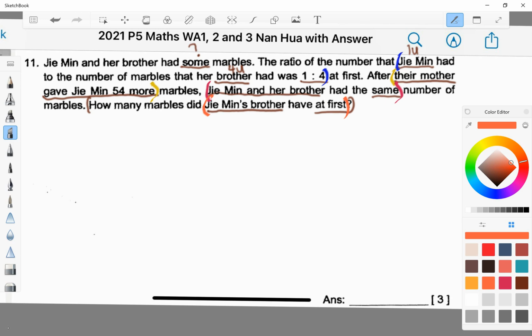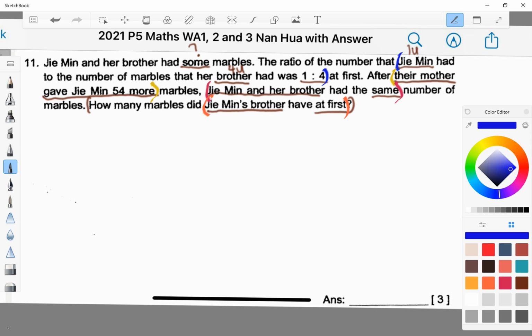So for a question like this, many children, many problem solvers, will actually be using model drawing. But I will introduce everyone something more powerful than model drawing, and it is none other than the BCA Ratio Table. So what is BCA? BCA actually stands for before, change, after. So this BCA ratio table is very suitable for these kinds of questions. Let us learn how to draw the BCA ratio table together, shall we?